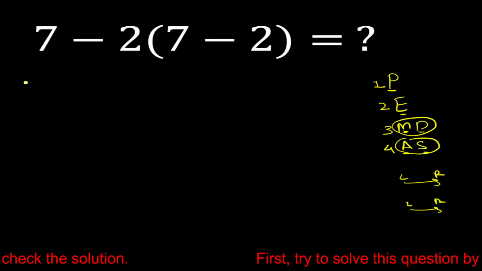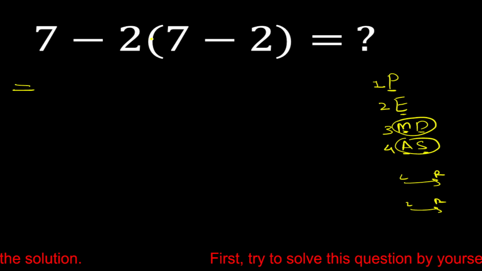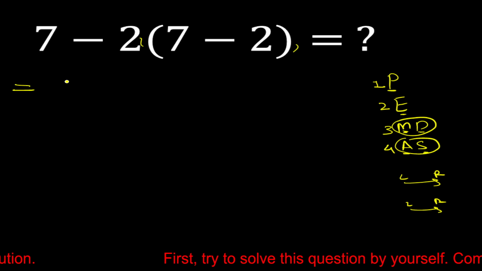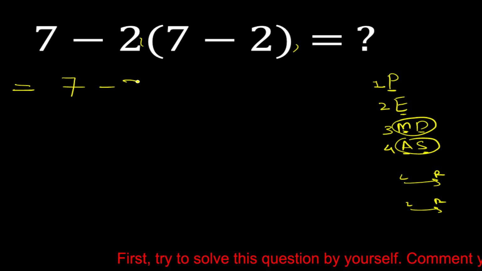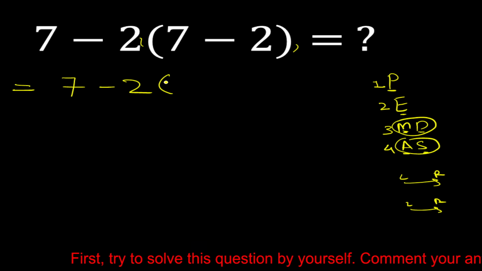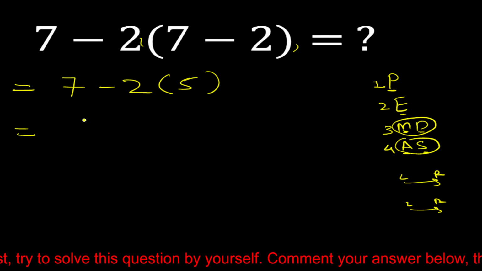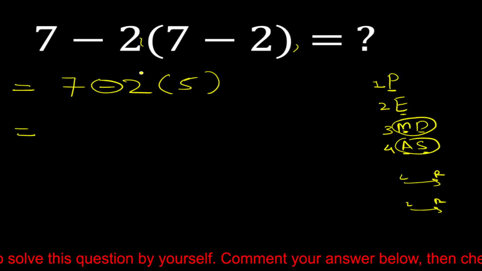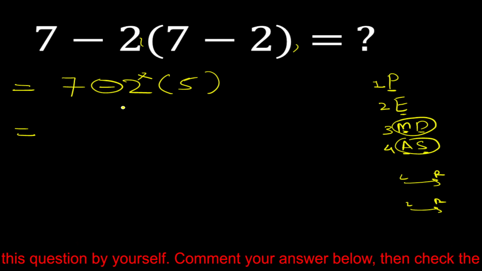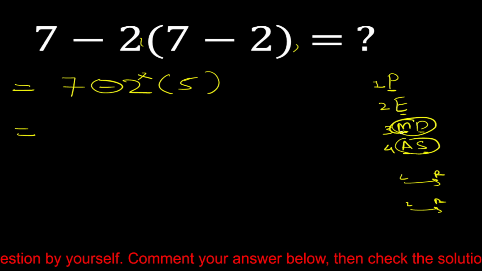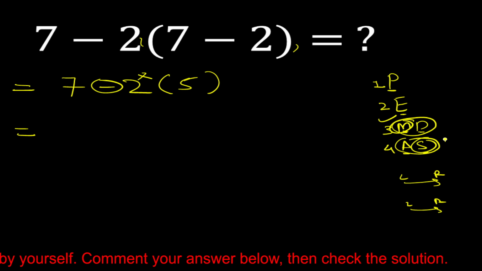Okay. So in this question, first priority is this parenthesis. Okay, so 7 minus 2. Now solve this parenthesis. 7 minus 2 is equal to 5. Okay, is equal to. Now here is subtraction and here is multiplication. So first priority is multiplication, and then we have to solve this subtraction.